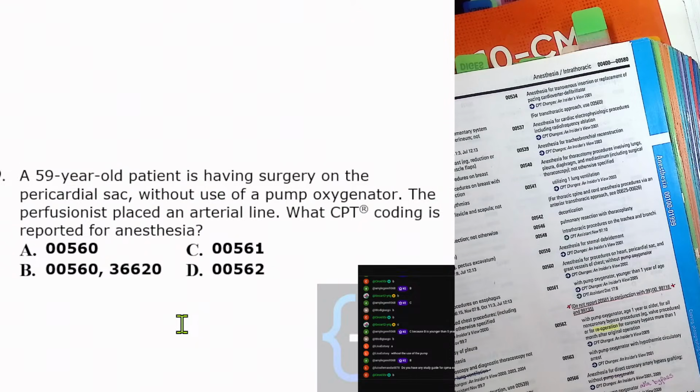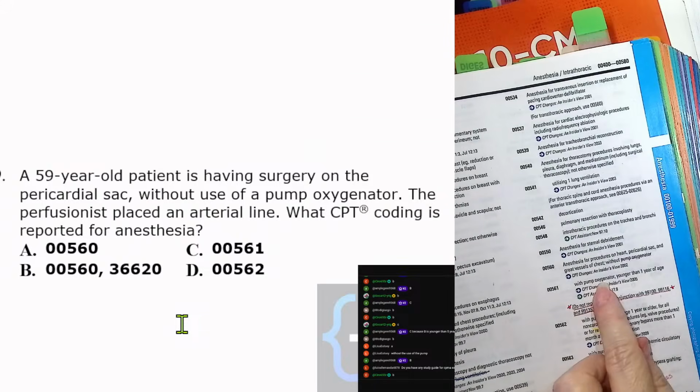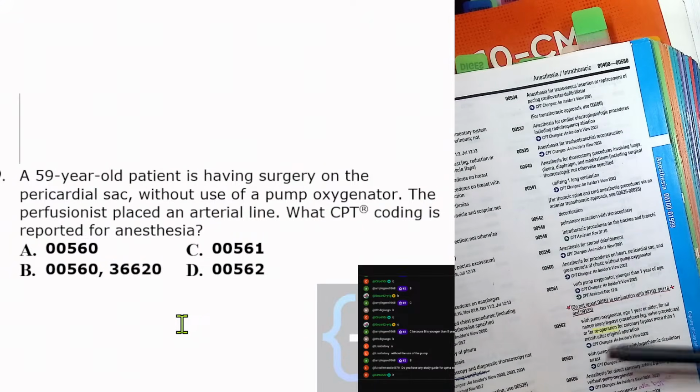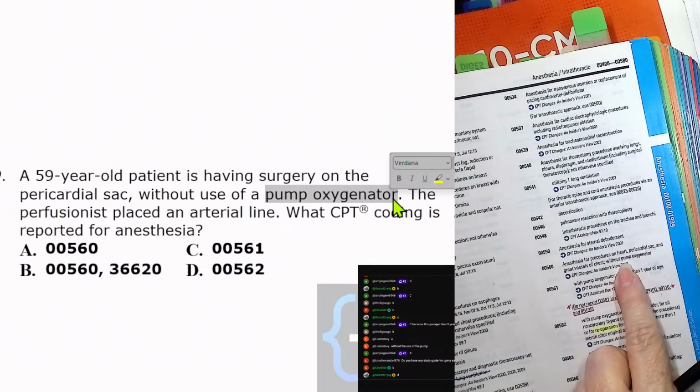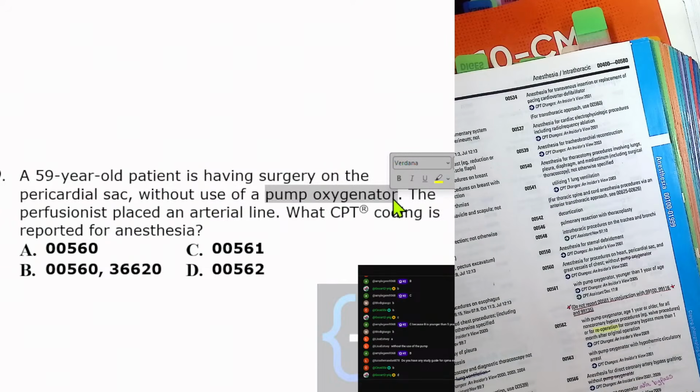Because the next code underneath it, 61, says it does have a pump oxygenator. So you can tell that a lot of differences between these codes is knowing whether we used it or not. Now for your CPC exam, they're not going to say pump oxygenator. They are absolutely not going to say the same word that your CPT code descriptor calls that. They may call it a bypass. They may even call it something like a cell saver. Funny word.